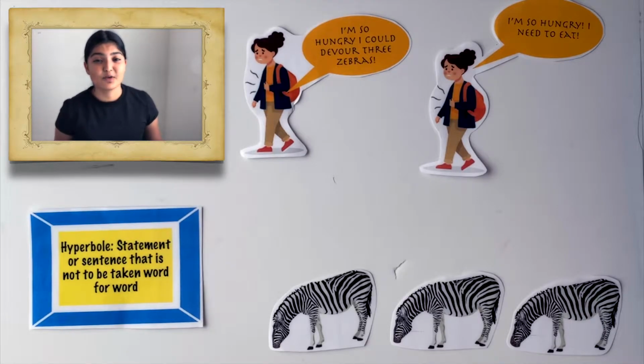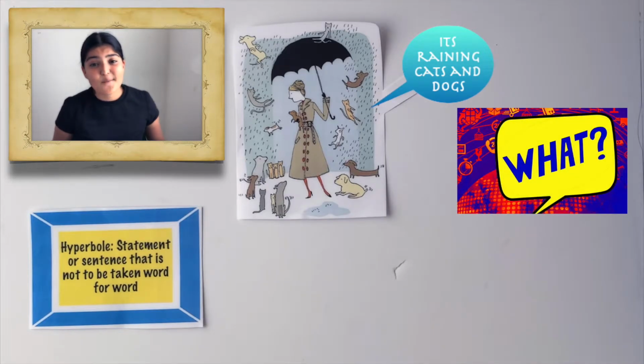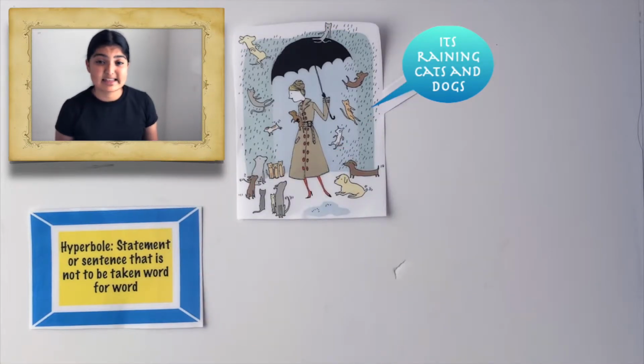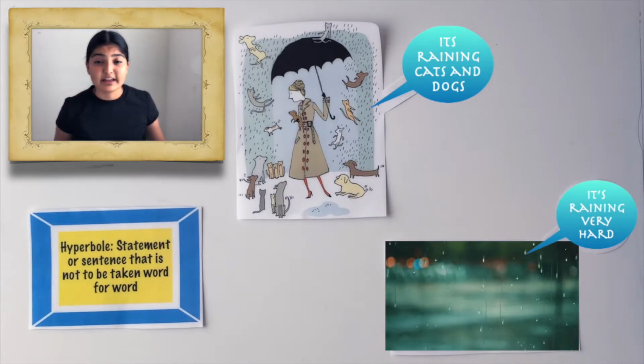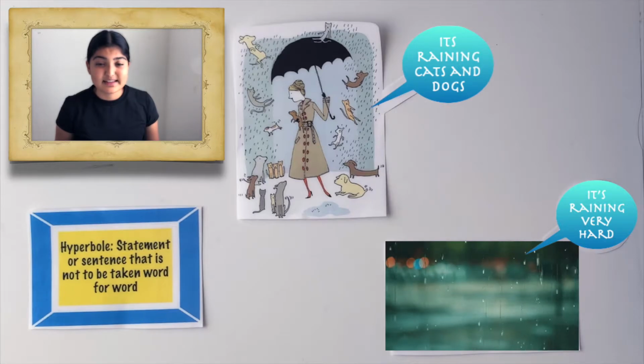Let's look at another example of a hyperbole. This is Mary Ann. Mary Ann is going on a walk to the park on a very rainy day. And as she's walking, she says, "It's raining cats and dogs." Now, of course, it cannot rain cats and dogs. That's simply not possible. But what Mary Ann means to say is, "It's raining very hard." So, this is an example of a hyperbole, since it's a statement that is very dramatic and should not be taken word for word.